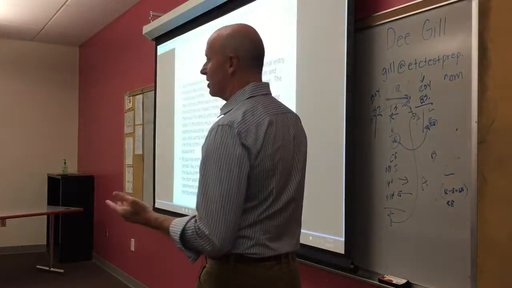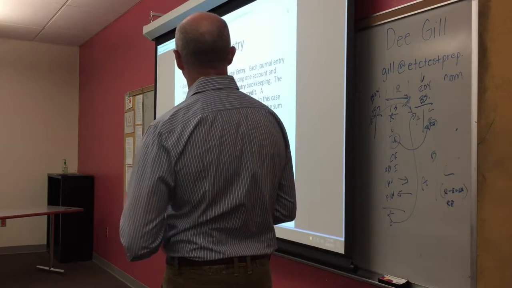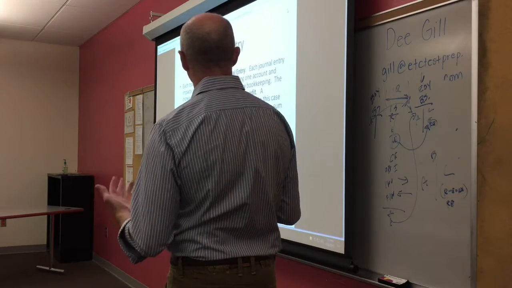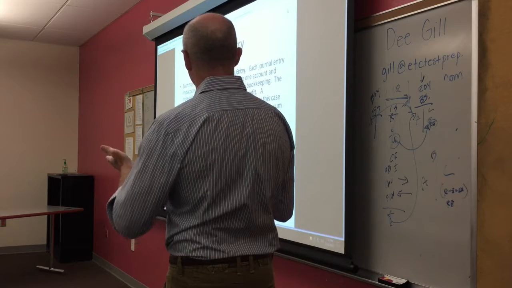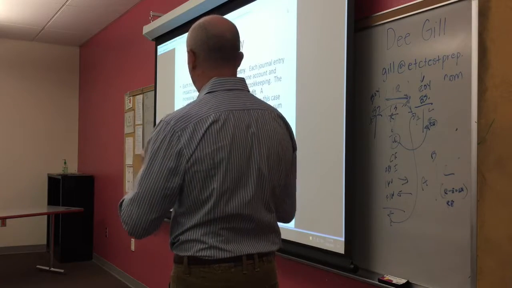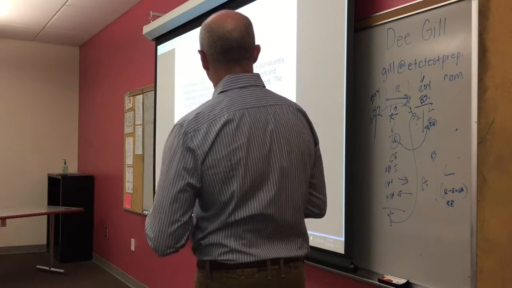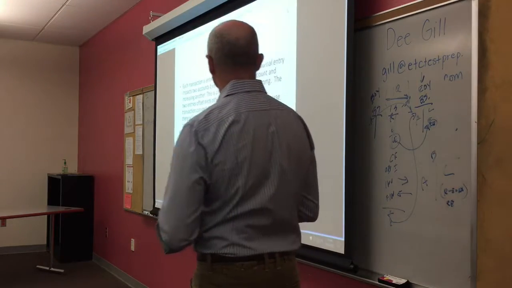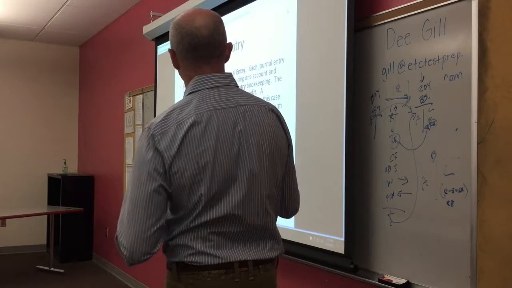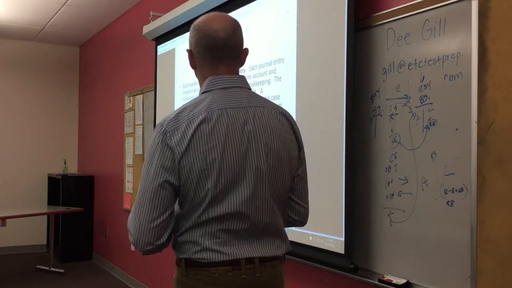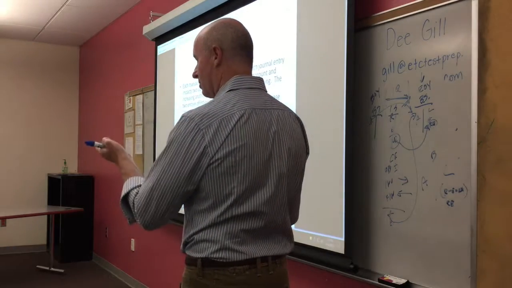So each transaction is done as a journal entry, and each entry has two accounts. You're increasing one and reducing another, right? And they have to balance. And that's called double entry bookkeeping. And there's two entries, a debit and a credit. And like we talked about, it can impact more than just two accounts. But the credits have to equal the debits.